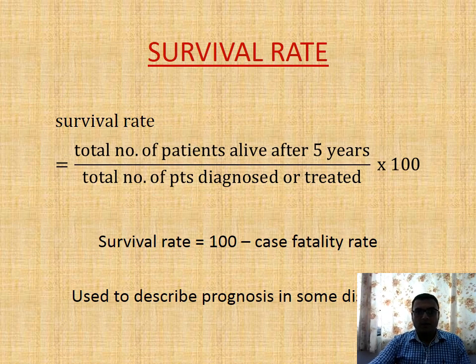Next is survival rate. Survival rate is used to find out the prognosis of some disease, and commonly it is used for cancer patients. The formula is total number of patients alive after 5 years divided by the total number of patients diagnosed or treated, multiplied by 100. The survival rate is also calculated by using 100 minus case fatality rate.